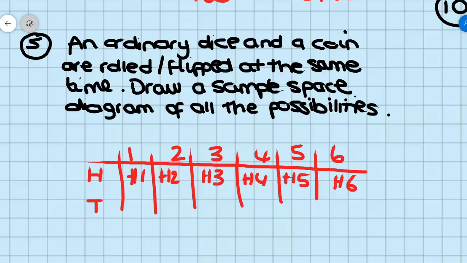But if I didn't get a head, I could have got a tail. So I could roll a 1 and get a tail, roll a 2 and get a tail, roll a 3 and get a tail, a 4, a 5, and a 6.